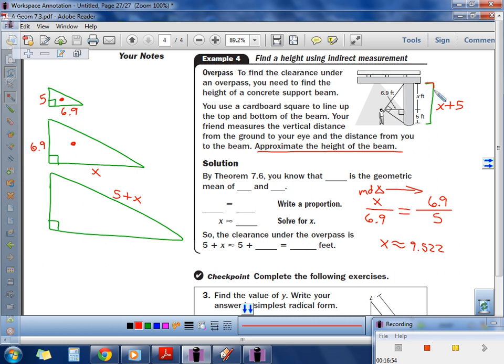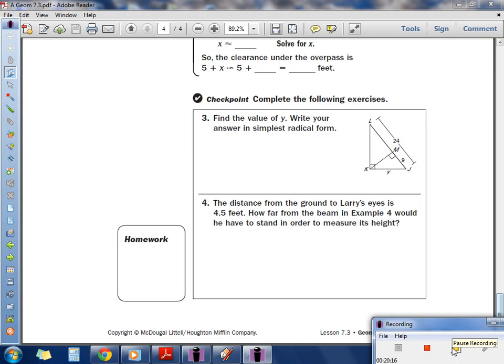So remember, the height of the beam is represented by this whole length. Do we need to subtract by 5? Yeah, that's what it says. We just solved for x. I need to add the x plus 5. So to get the total, you might want to write this out to the side. To get the total, we say that 9.522, which is the x, plus 5 units. And the units are in feet. So these added together would be 14.522 feet. Make sure to have your units on your final answer.